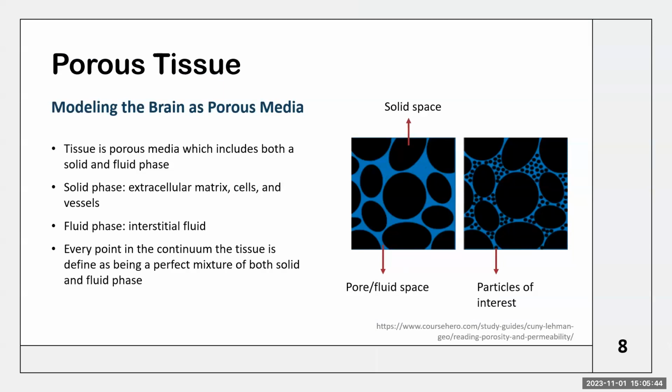With respect to my model, the solid phase is defined as the extracellular matrix, the cells, and the vessels, and the fluid phase is the interstitial fluid, which is the free fluid in between the solid structures of the body. Further, the model that we use is a continuum mechanics model, which means that the tissue is modeled as a continuous material rather than individual particles. In other words, we don't model individual cells or vessels at that time or length scale. We model in a more generic sense.